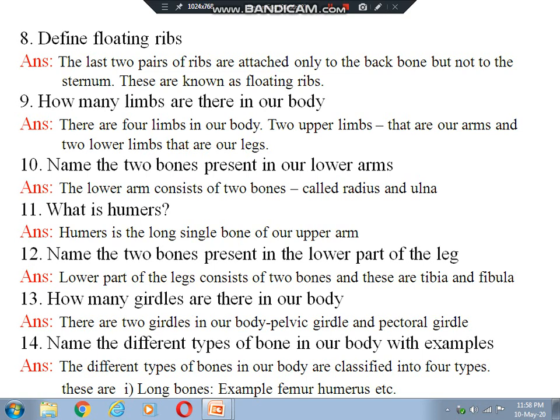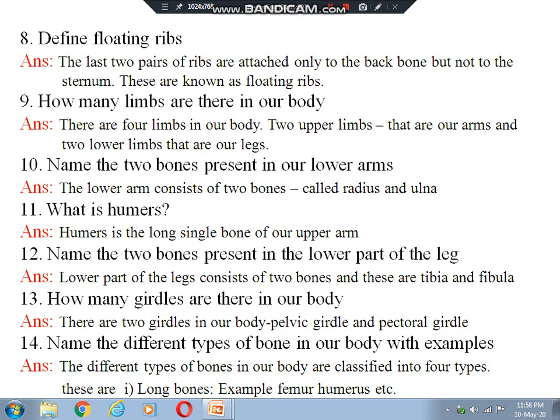Now question number 10. Name the two bones present in our lower arms. You just go through the diagram. It is also given in the book very nicely. You can go through the diagram given in your book also. The lower arm actually consists of two bones, and they are called radius and ulna.